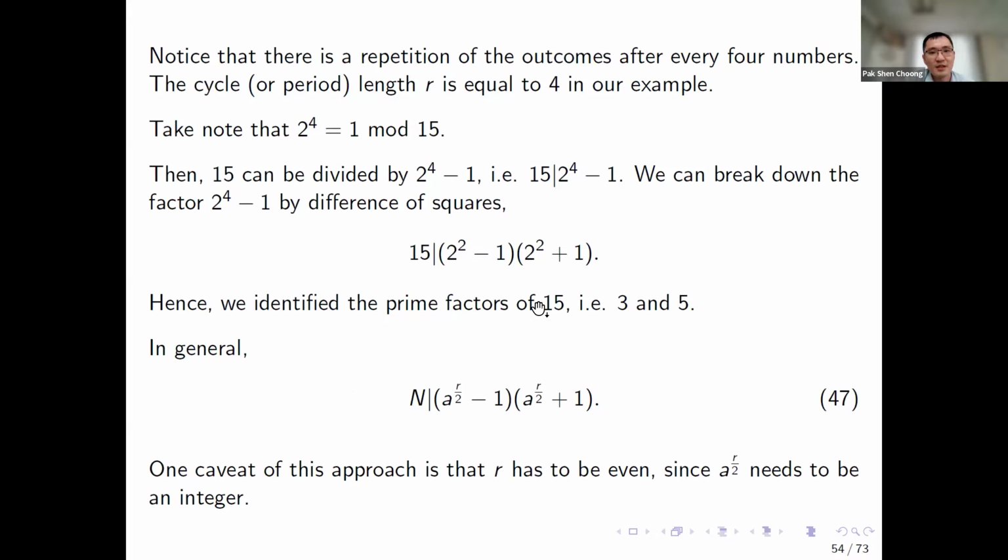So there is one caveat, because everything operates on integers. So it means that your r has to be even. Otherwise, you are doing square roots, and it is not an integer anymore. So that's why r has to be even. So roughly speaking, this is a sketch of finding the factors for a large number.